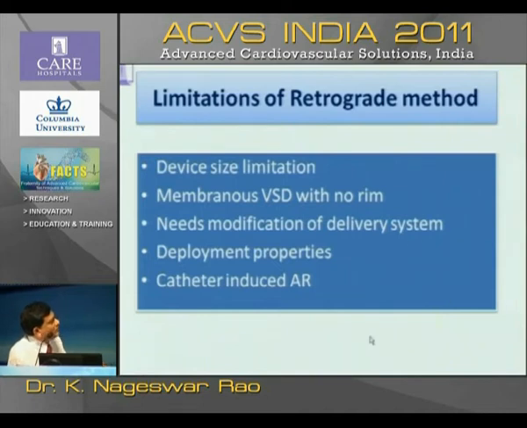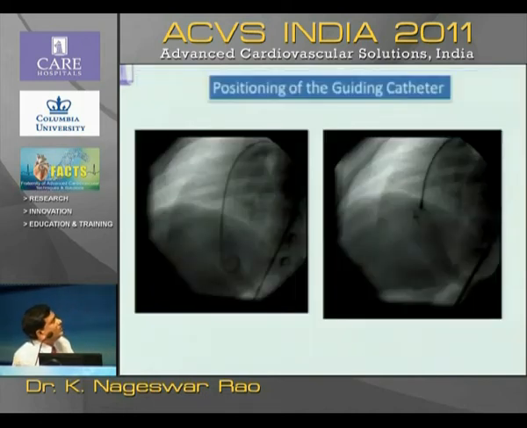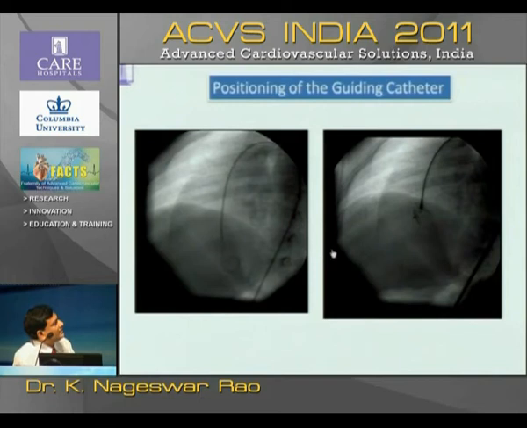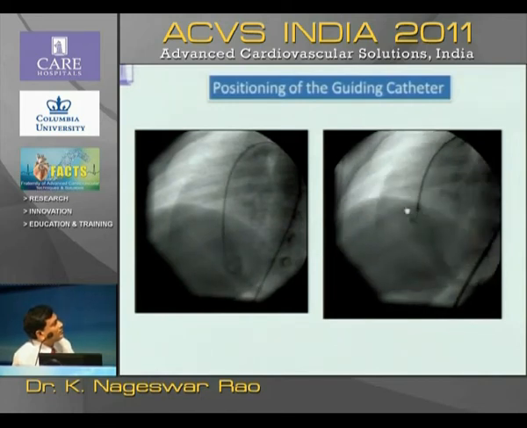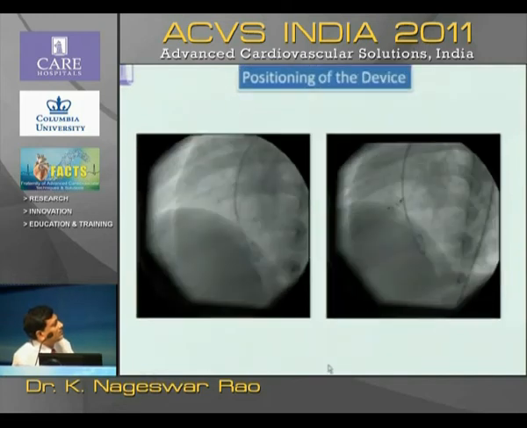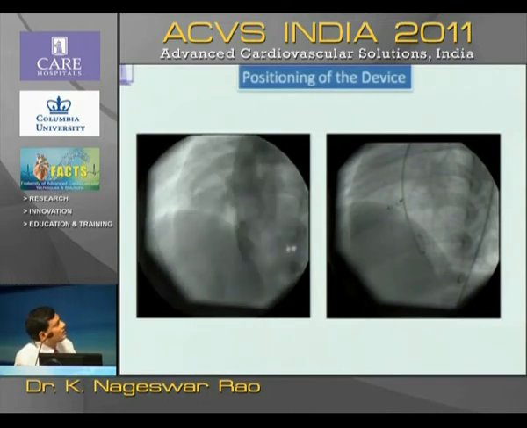Deployment properties and catheter-induced aortic regurgitation are very important. So, positioning of the guiding catheter is important in this particular setting. The guiding catheter sometimes may come out easily with each cardiac beat, hence we had to put either a buddy wire or our assistant should closely hold it.